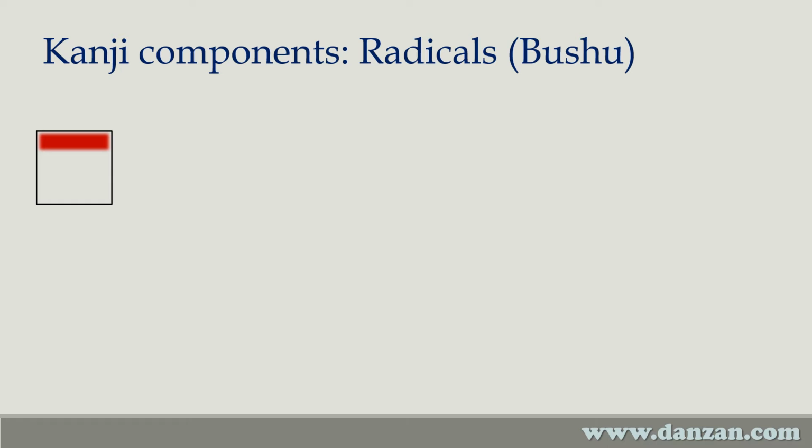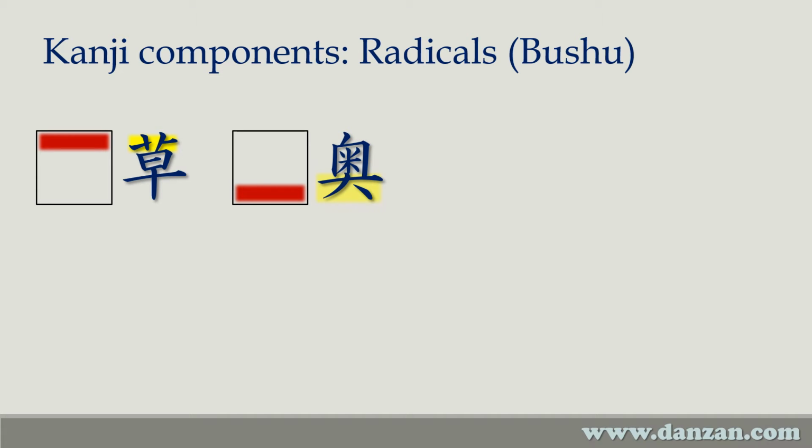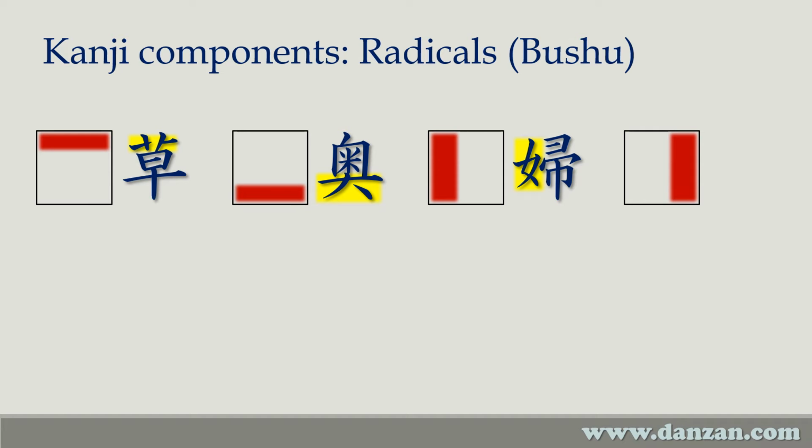First off, the radical may appear at the top of a kanji. For instance, with this kanji, the radical is here. We may also see the radical at the bottom of the kanji, such as in this one where the radical appears here. Sometimes the radical is on the left side of the kanji, as in this one, where this is the radical. And also on the left side, where in this one we have this radical.